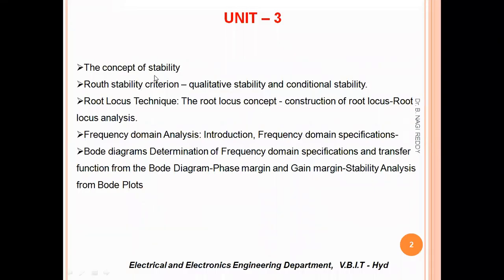According to our syllabus, we will come across the concept of stability. That means what stability is, how stability can be defined, what the different types of stability are and their definitions, and the Routh stability criteria and qualitative and conditional stability conditions. So how we can determine the stability using the Routh-Hurwitz stability principle, that we will see in this concept. And then we will go through the root locus technique.